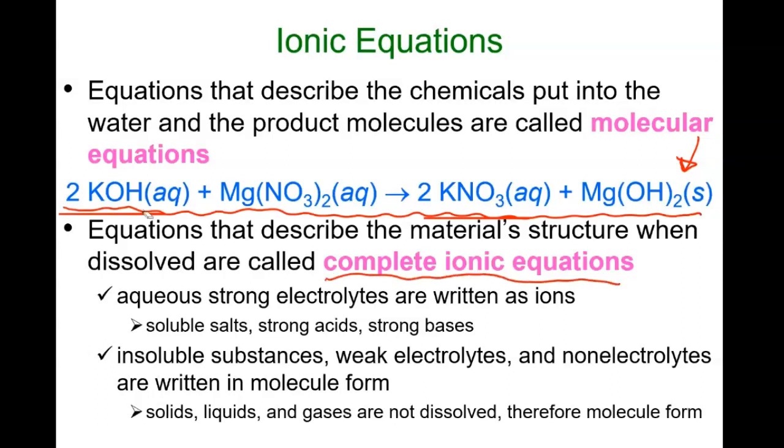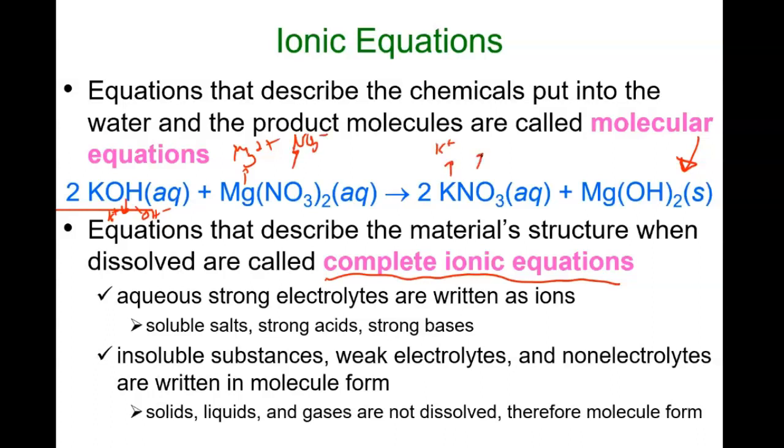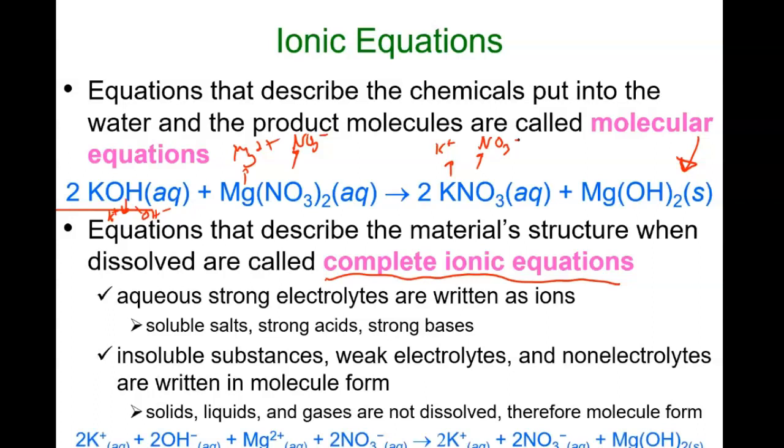You've seen me today going, oh, this becomes K plus and OH minus. This becomes Mg2 plus and NO3 minus. I have been breaking these up for us, so you get the idea of how we're thinking of these. A complete ionic equation breaks everything up. Here's a much prettier way of doing this. Here are our 2 Ks, 2 OH minuses right here.